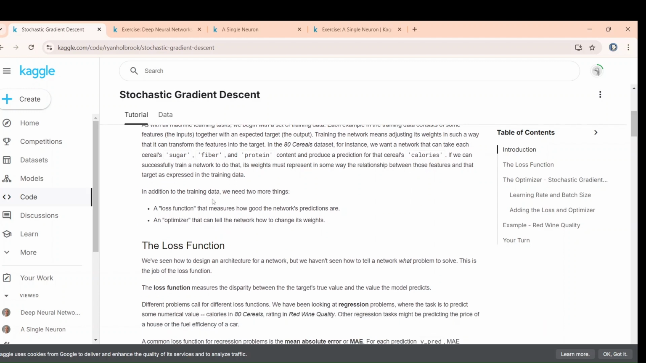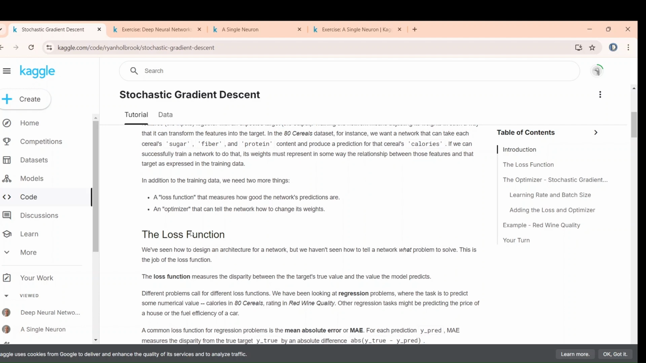Anyway, in addition to the training data, we need two more things: a loss function and an optimizer. Okay, so what we have done is just create the model. What is our job now? Our job is to train the model. And what do we want to achieve by training the model? Simple question. We just want to calculate the target, like calculating the calories.